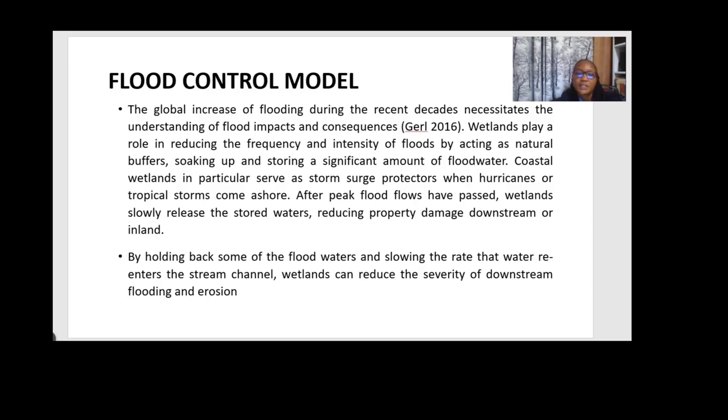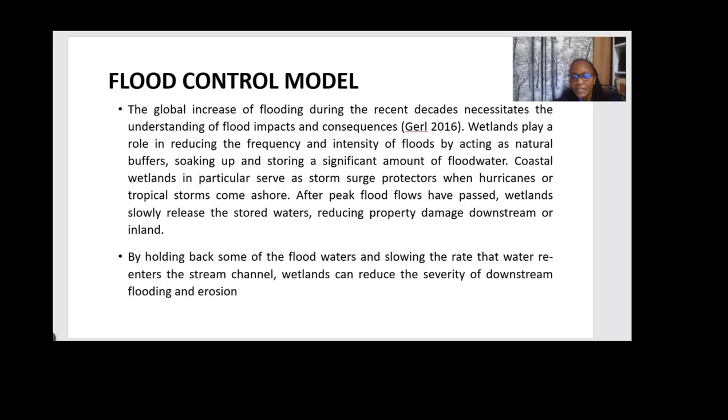decades necessitates us to understand the flood impacts and consequences. This is according to a paper that was written by Gall in 2016. We must understand, therefore, that wetlands play a significant role in reducing frequency and intensity of floods by acting as a natural buffer, soaking up and storing significant amounts of flood water.